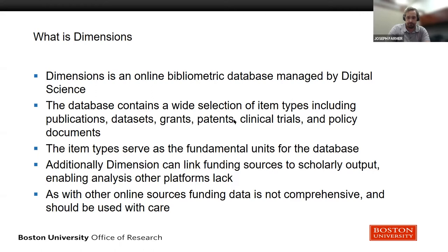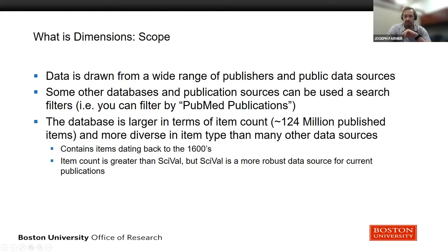Dimensions is a very large and robust data source in terms of the count of items. They draw in data from as many publishers and public data sources as they possibly can, and are constantly working to expand that. At this point, the Dimensions database has about 124 million publications indexed, in addition to policy documents, data sets, clinical trials, things of that nature. So it's a very, very big database.